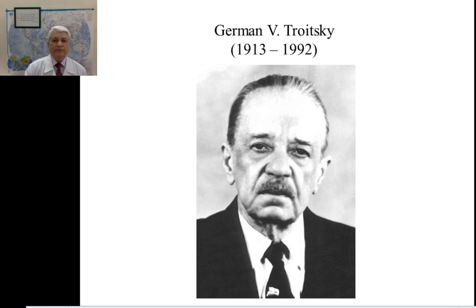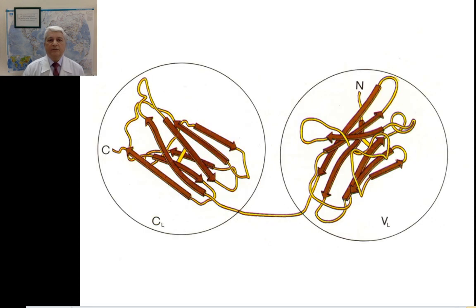On the next picture, you can see the beta structure of immunoglobulins at larger magnification. My question to all of you, please tell me, what do we see on this figure? I hope you understood that this is one of the light chains of immunoglobulin, because here we have the CL domain and here we have the VL domain.